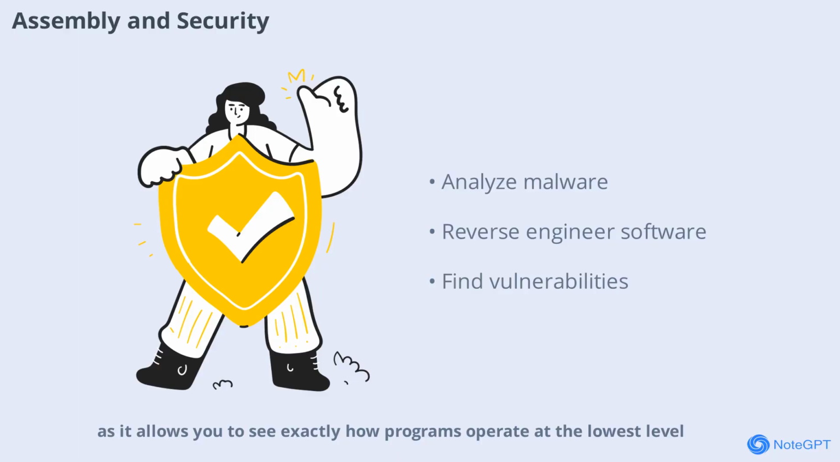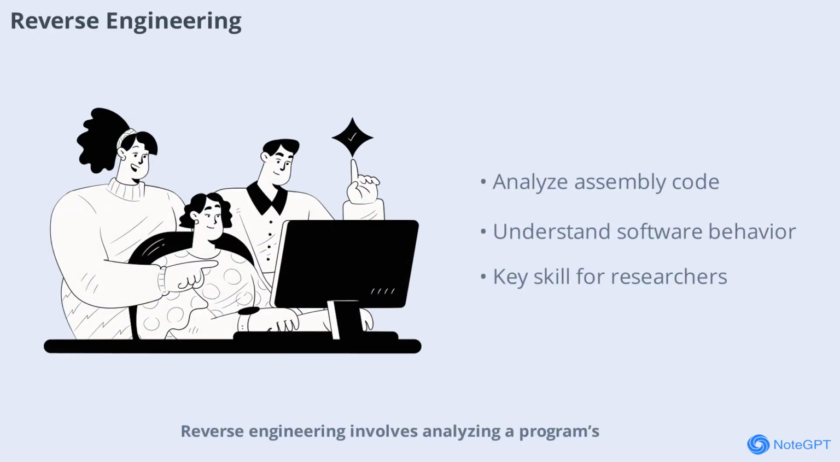Reverse engineering involves analyzing a program's assembly code to understand how it works, often without access to the original source code. This process is used in software analysis, security research, and even software compatibility efforts. Mastery of assembly language is a key skill for reverse engineers, as it allows them to dissect and understand complex programs.